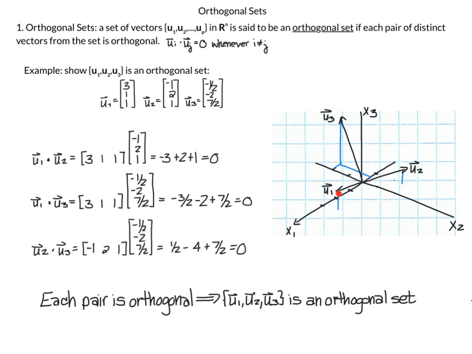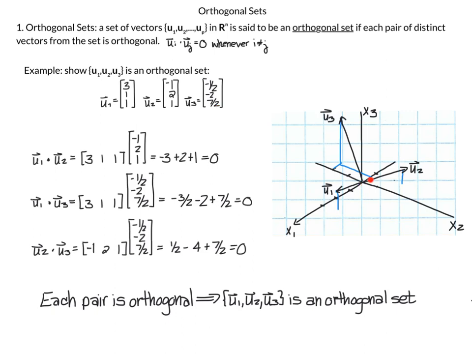And then I go up 1 unit, and that gives me my u1. Next, I have my -1, 2, 1. So I go -1 over 2 units. So that puts me somewhere around here in the x1, x2 plane. And then I go up 1 unit. That's my u2. Finally, I have my -1/2, -2, 7/2.